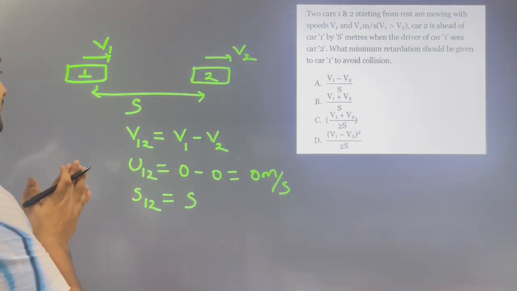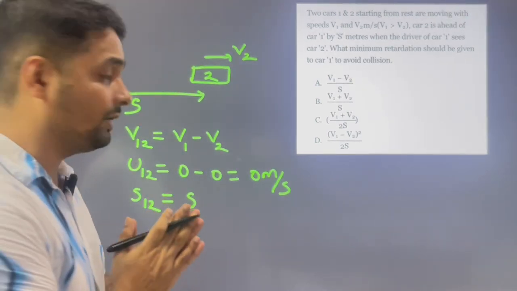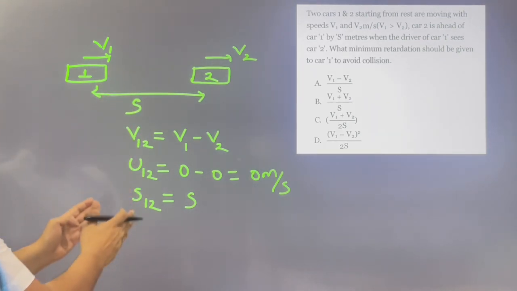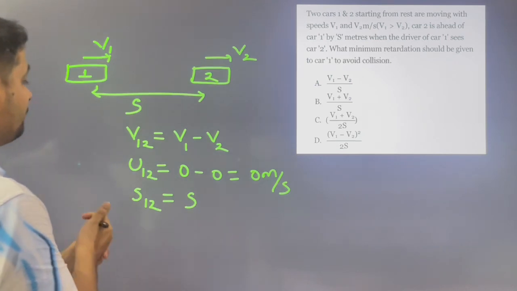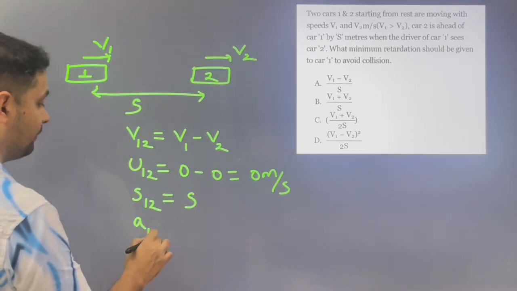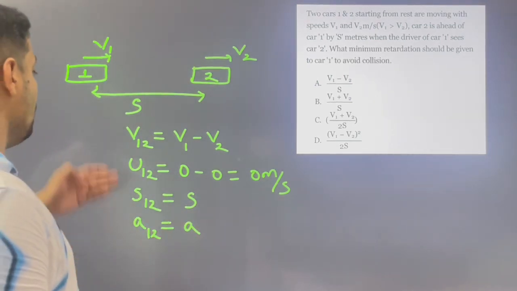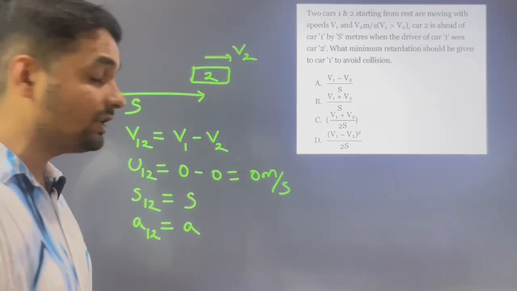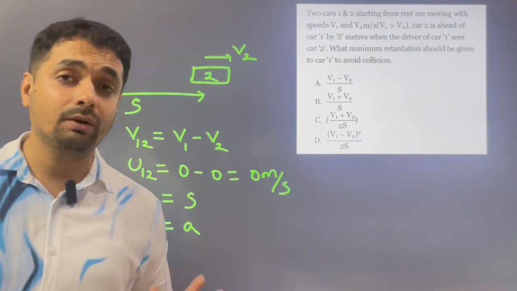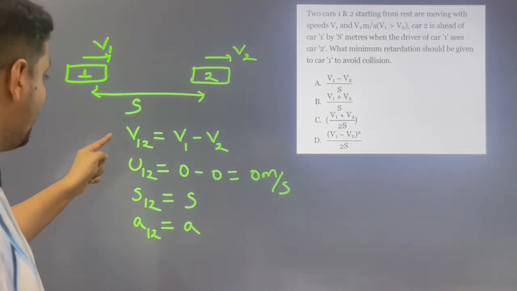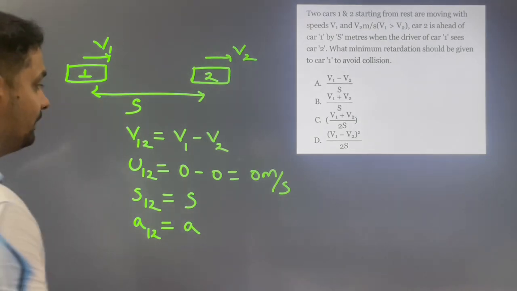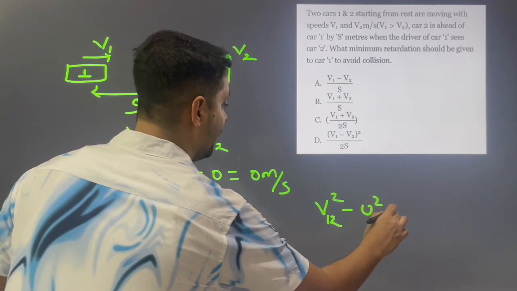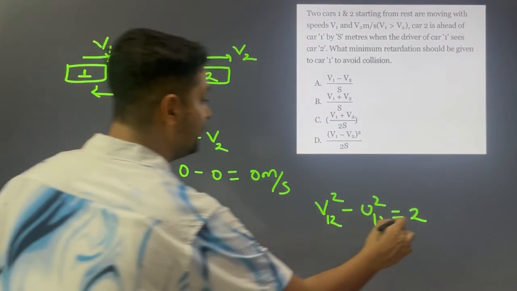For that case, we should use the normal motion equations after finding the relative velocities, relative displacement and relative initial velocities. Then we have to find the relative acceleration a12. Let it be a. Seeing all these parameters, which motion equation can we use? We can use v square minus u square equals 2as. So we will use v12 square minus u12 square equals 2 a12 s.